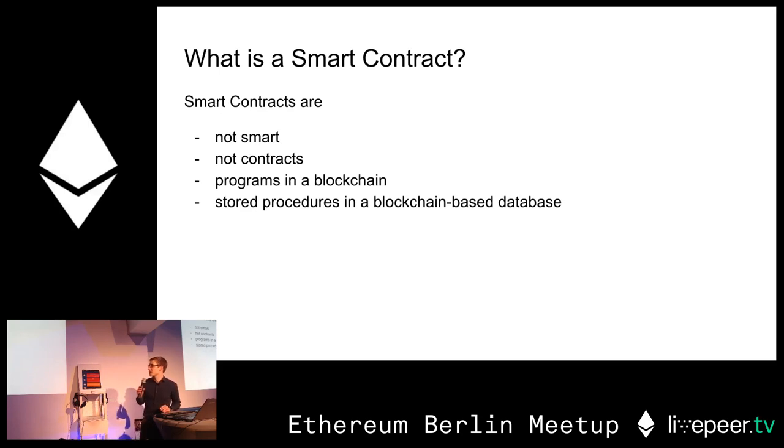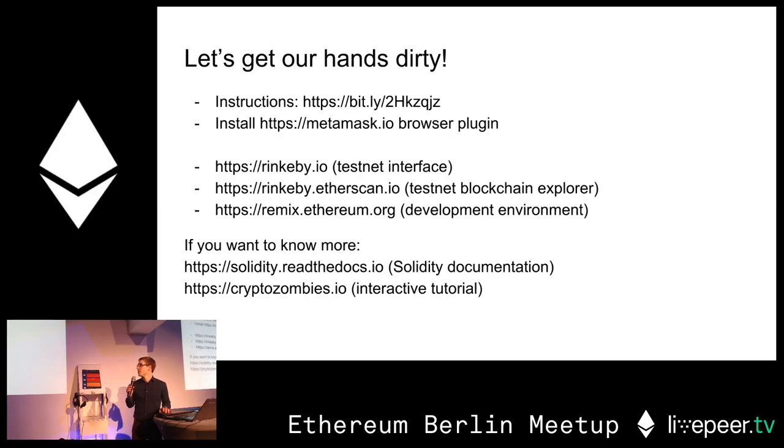So what is a smart contract? Smart contracts are neither smart nor are they contracts. They are just programs running on a database, nothing more, nothing less. And a little bit more, and this little bit more is that this database is a blockchain, but that's it. You can also think of them as stored procedures in a blockchain-based database, if you know what stored procedures are. That's it for the introductory talk.